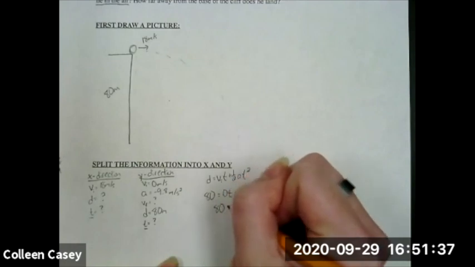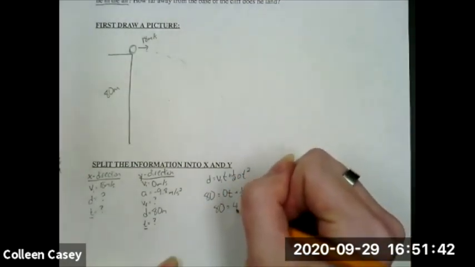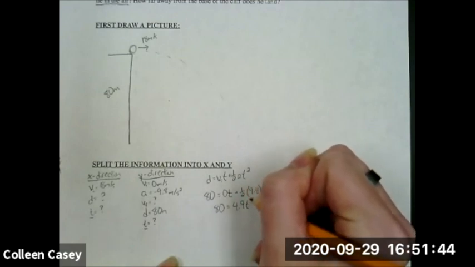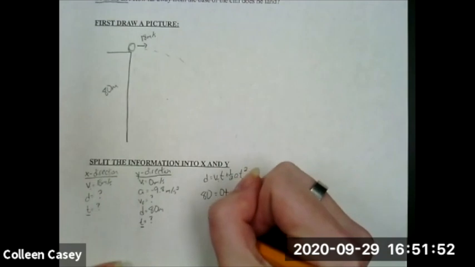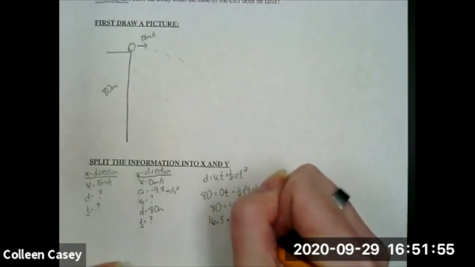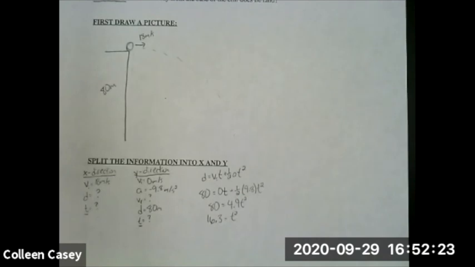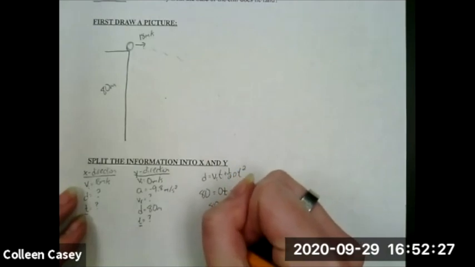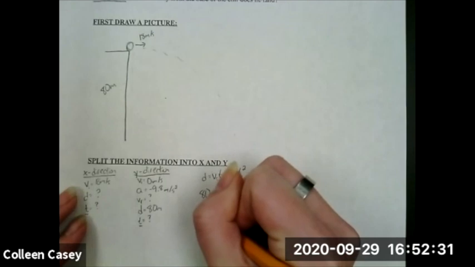So I can say 80 is equal to 1/2 times 9.8 is 4.9 t squared. Pull out my calculator and see that 80 divided by 4.9 is 16.3, which is t squared. So then I just need to find the square root of 16.3 to get t, and I found that it was 4.04 is equal to t.